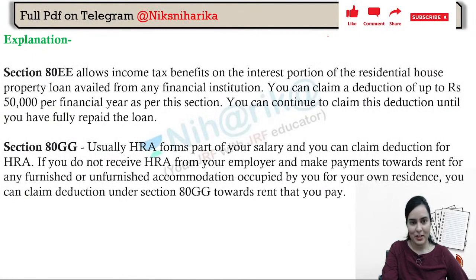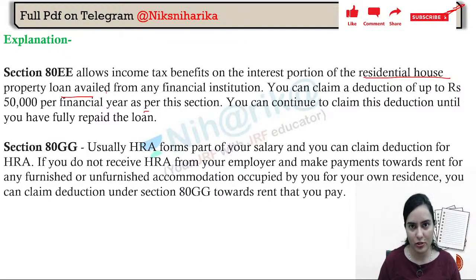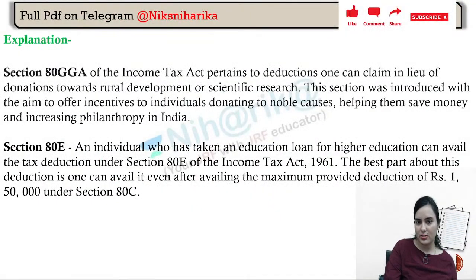E for education, right? So EE is for the proportion of benefits on the interest of the residential house property loan. See, this explanation I have just added in a little bit of a hurry, but those who have already done it with me, they know that I have added a better explanation along with the tables, along with the limits of HRA, everything in Unacademy Plus. Okay, so this is just the raw glimpse of the topic that you can see. GGA is for deductions, like donation towards the rural area on scientific research, and E is for education, interest on education.